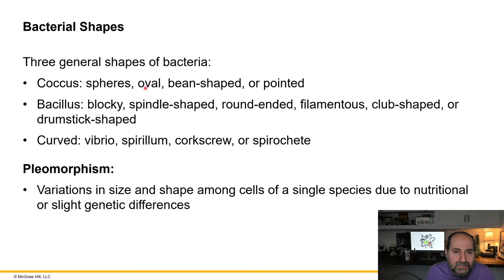Some bacterium can be oval shaped, bean shaped, pointed, blocky, spindle-shaped, round with rounded edges. They could be filamentous. There's actually an entire class of bacterium that are filamentous. They have these filamentous cells, kind of like fungi, you know, molds. They can have hyphal cell-shaped. They could be club-shaped or drumstick-shaped.